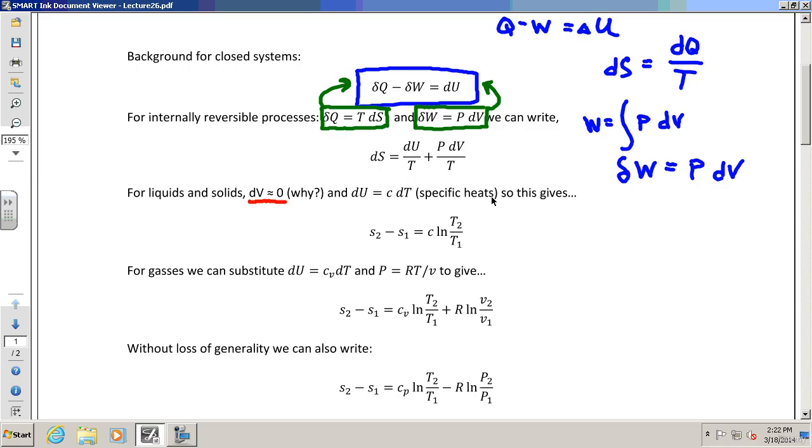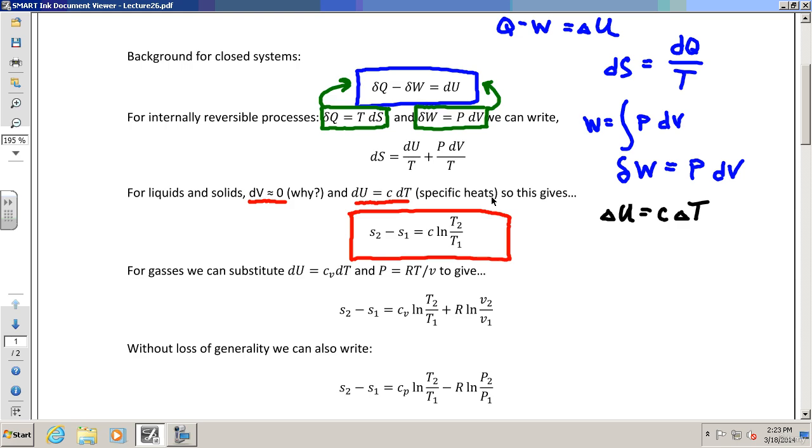The other thing is this: du equals c dt. Well, that's just specific heat. That's very simple. I don't usually write it that way. Normally, I would write this: change in U is equal to C times change in T. But then you can also write that as a differential, du equals C dt. Same thing. So you substitute both those relationships in here, and then you integrate, and you get this following form. This is a form that I'll give you on your equation sheet, so no need to memorize this. But that form is for the entropy change of liquids and solids.